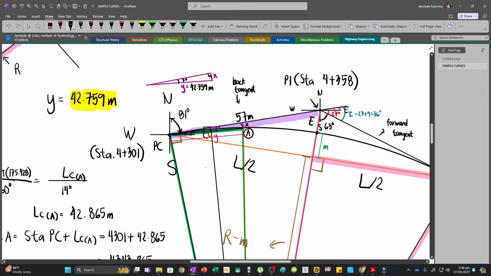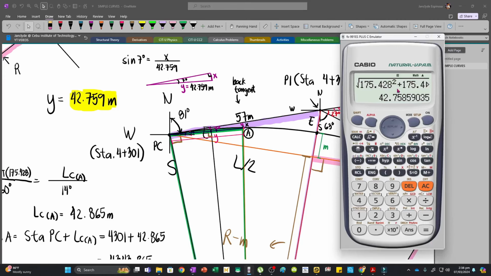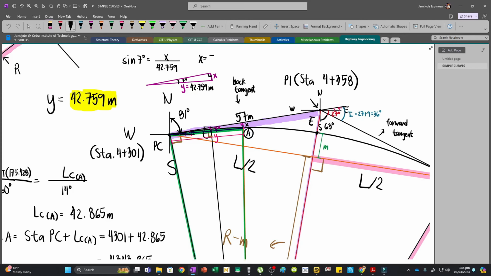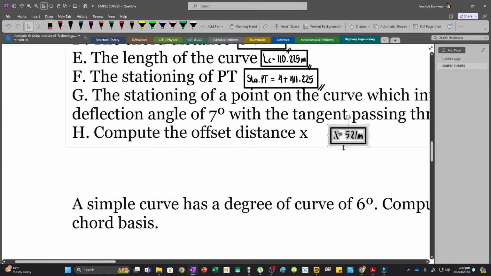So we can use the sine function. Sine of 7 degrees is equal to the opposite side, which is x, divided by the hypotenuse, which is 42.759. Solving x, we have this value times sine 7. That will be 5.21 meters. So x equals 5.21 meters, and this is our offset distance. Let's copy this, and this will be our answer for letter H.